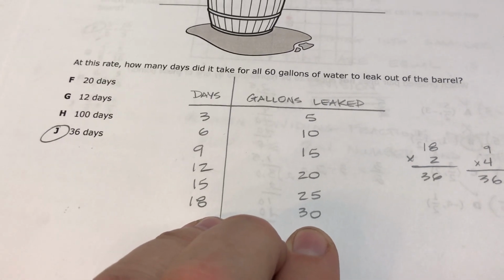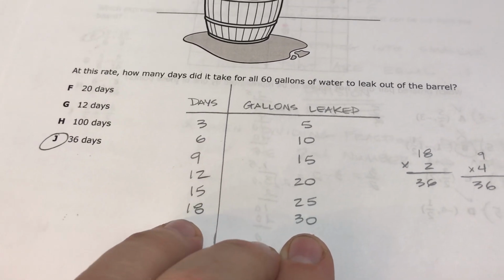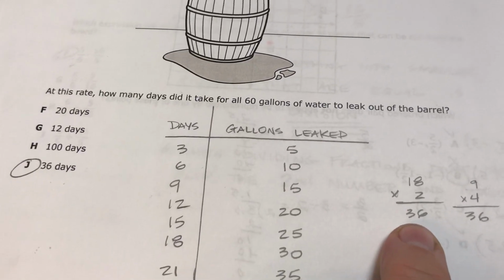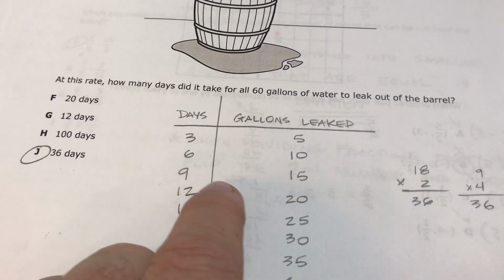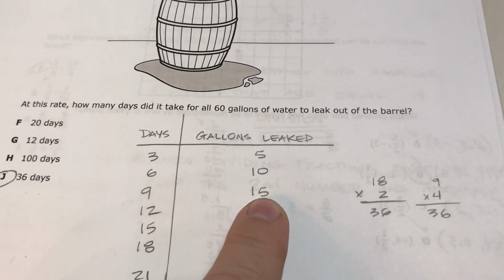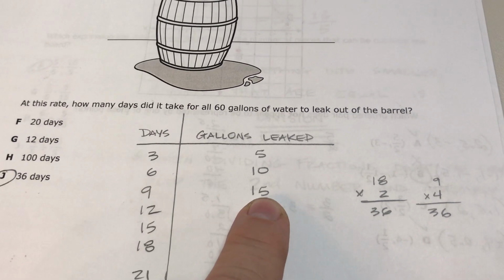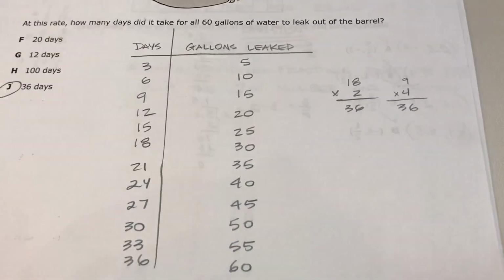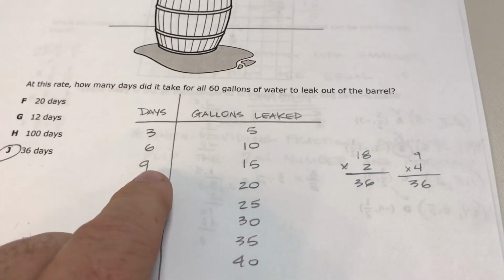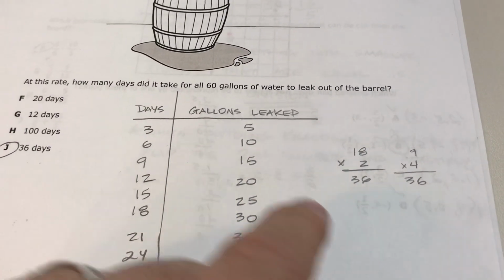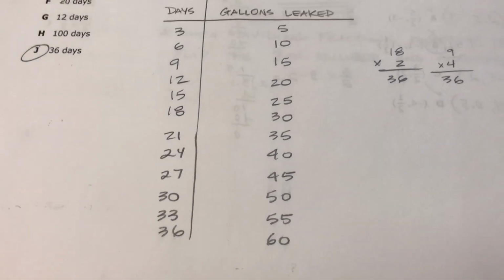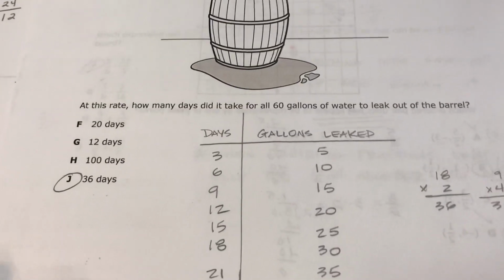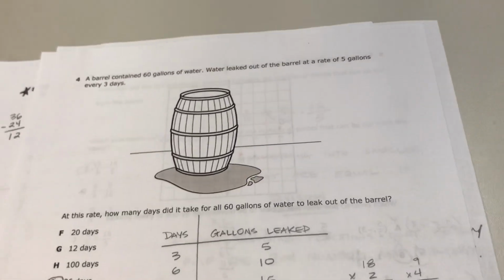If you double 30, that gives you 60 gallons. If you double 18, that gives you 36. You could also stop at 9. If you multiply 15 times 4, you're going to get 60. And if you multiply 9 times 4, you're going to get 36. So you didn't have to go all the way if you notice that pattern. So it would take 36 days for all 60 to leak out.